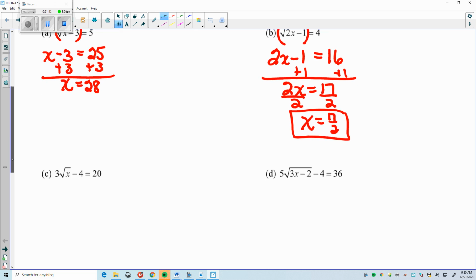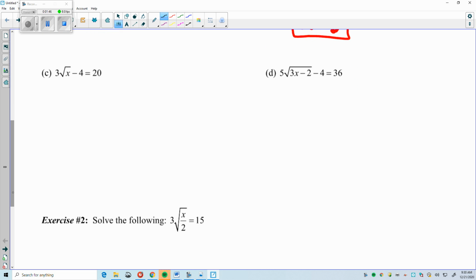Taking it a step harder this time. Yes, the x is still under the square root. It's just this time I see that there's a 3 in front of the square root. I also see that there is a 4 on the outside of the square root. So I want to think order of operations: what would I want to do first? I'd want to get everything away from the square root before I square it. So first I'd want to add over this 4. So I have 3 square roots of x is equal to 24.